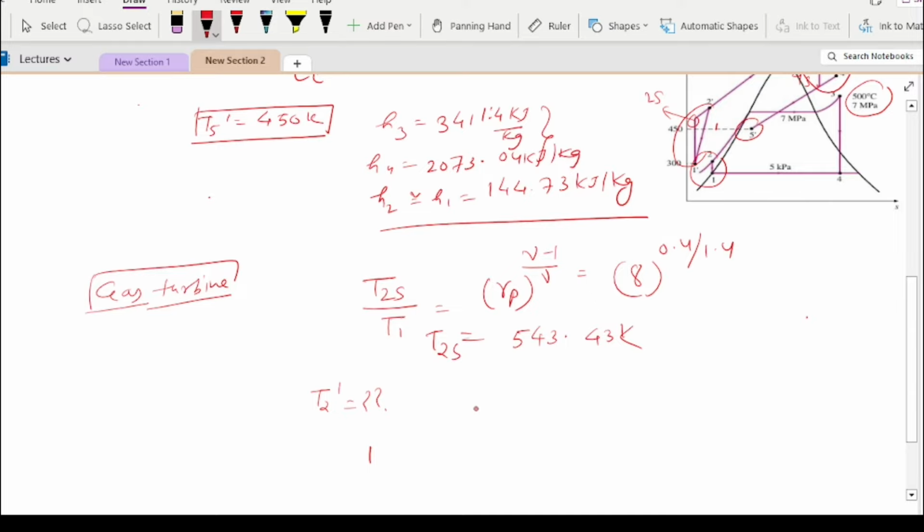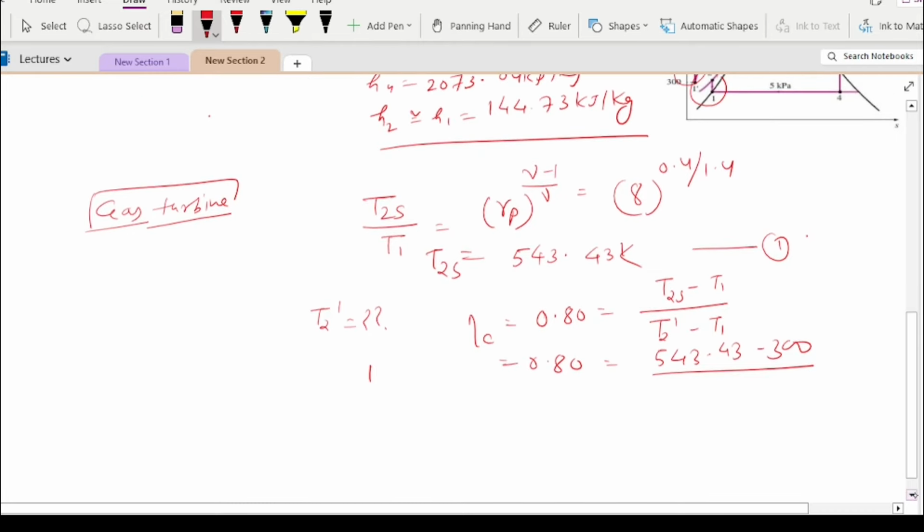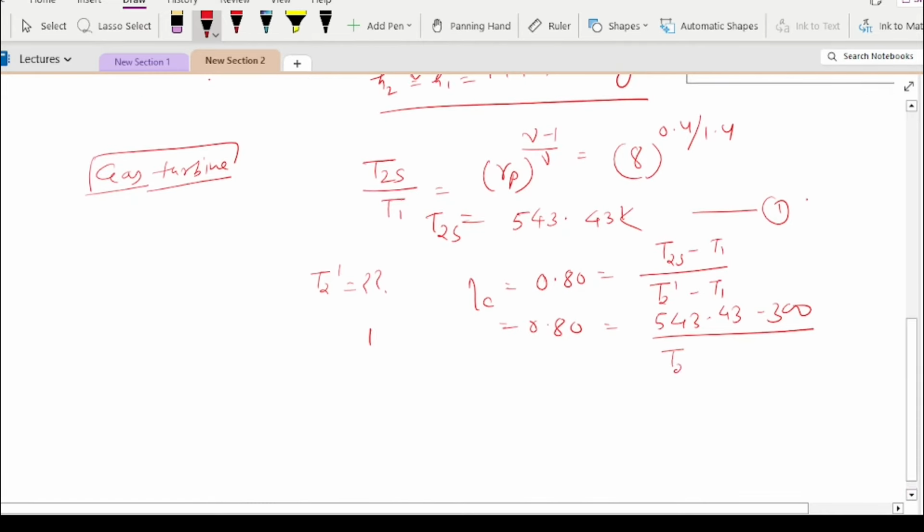Now 1 to 2 is not the isentropic process, therefore now we have to determine the T2 dash. The compressor efficiency has been given as 0.80, so eta compressor equals T2s minus T1 divided by T2 dash minus T1. We have the value of T2s from the first equation. Putting this, T1 was given as 300, T2 dash we have to determine, minus 300. Solving the above equation, we determine T2 dash as 604.29 Kelvin.